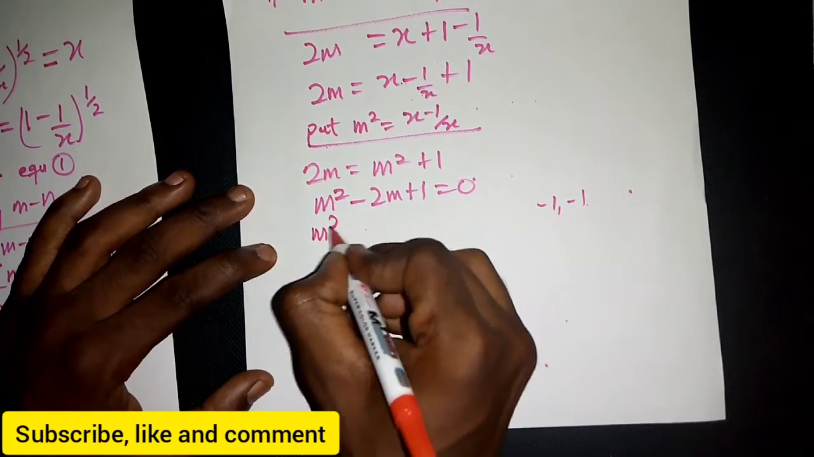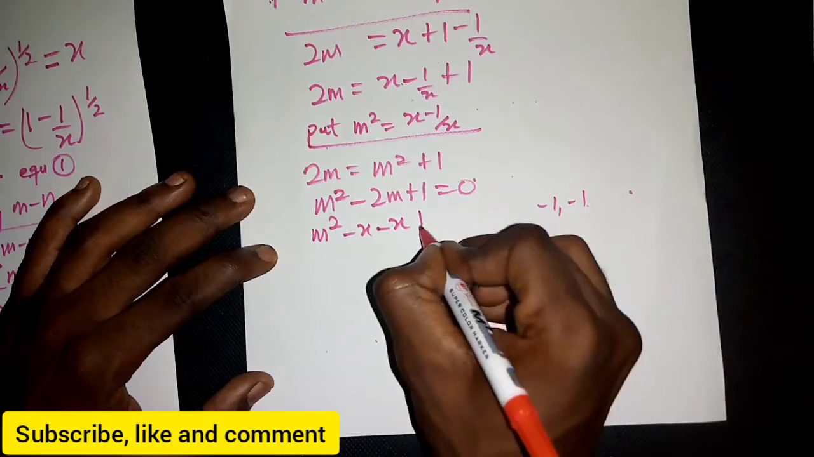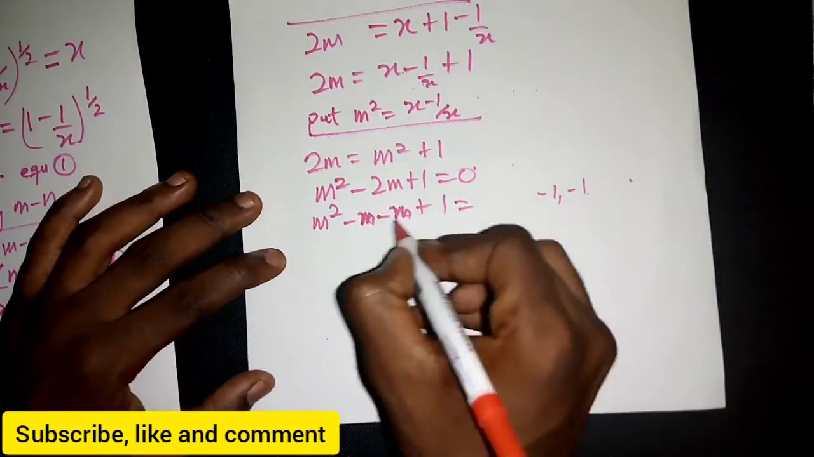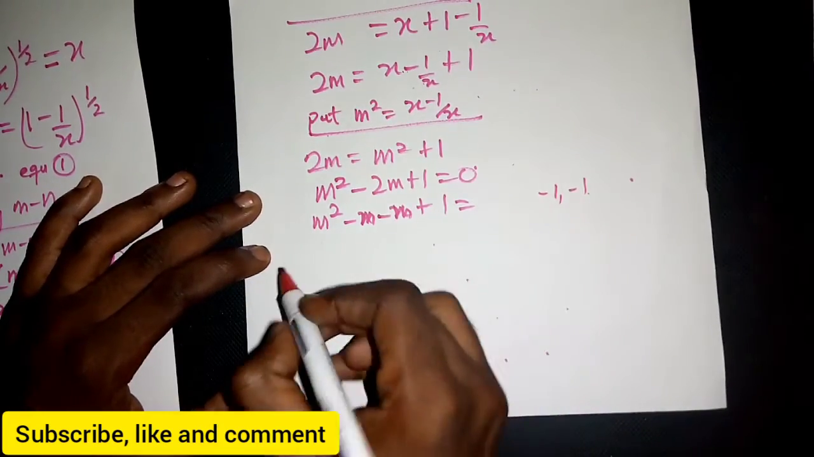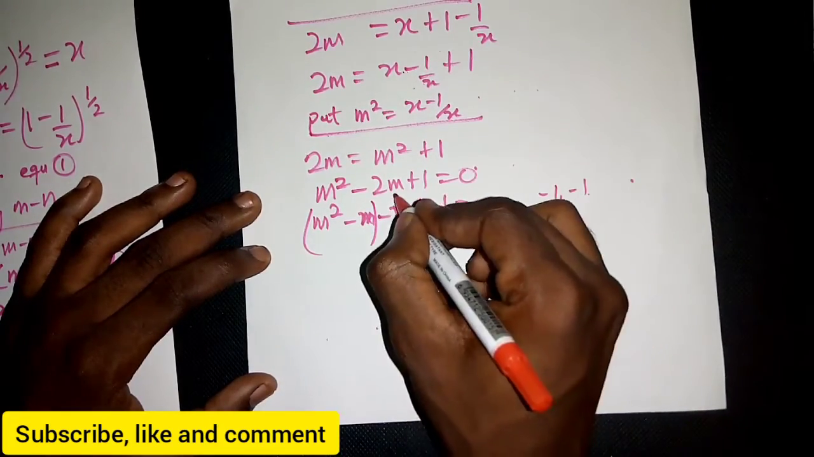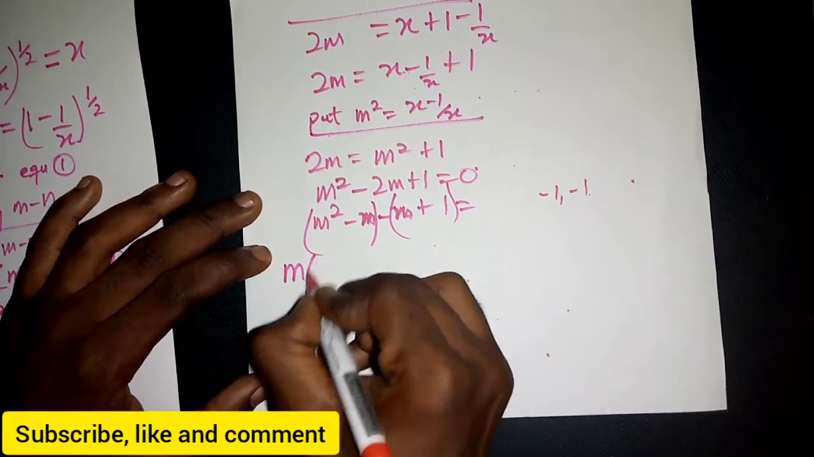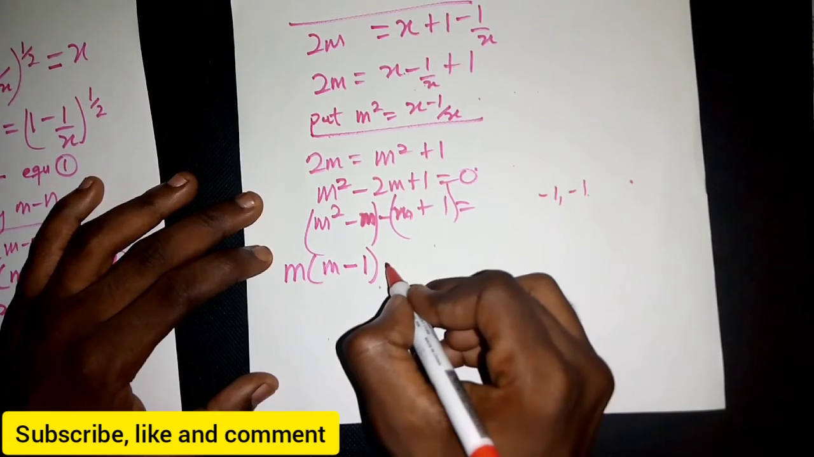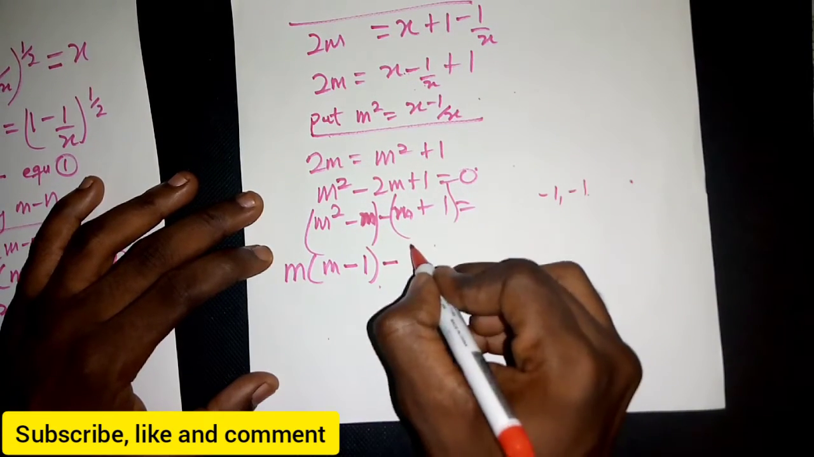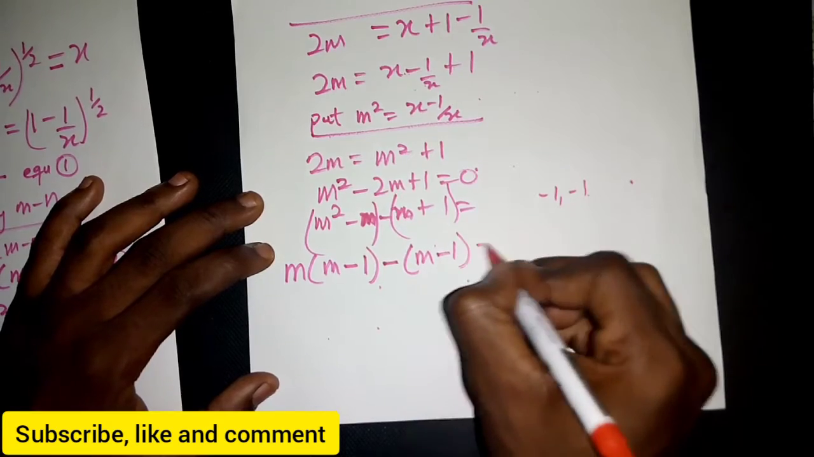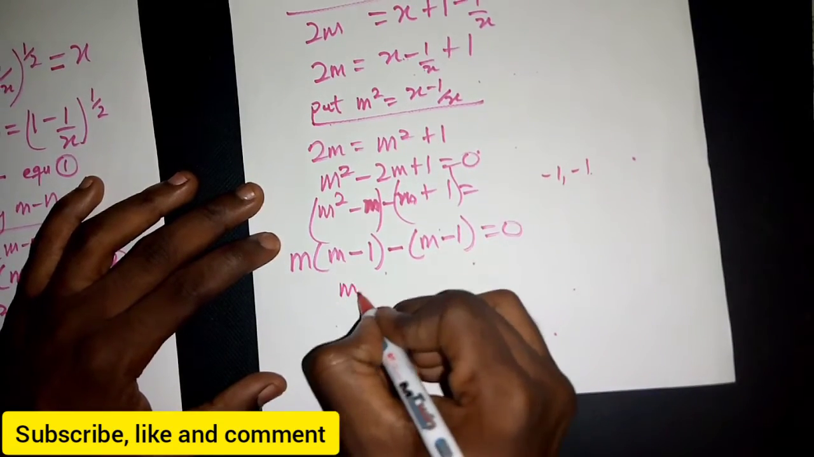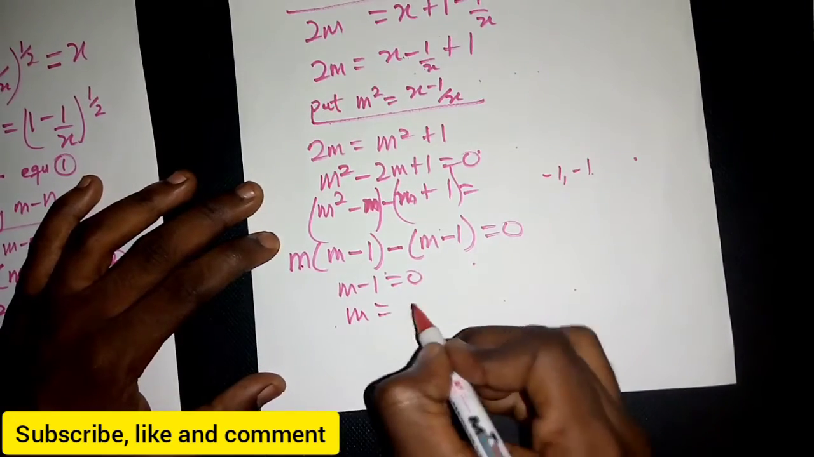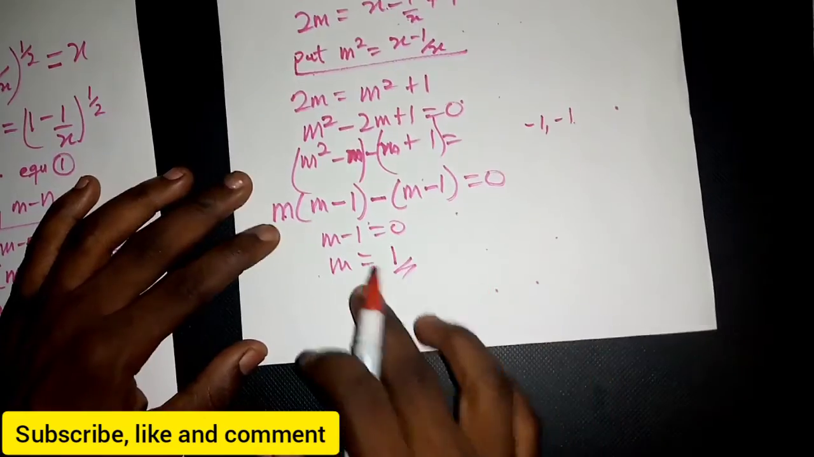So we have m squared minus 2m plus 1 equal to, sorry, it is m. So from here we have that and also that. So we have m minus 1, and we have another m minus 1 equal to 0. So from here we have m minus 1 equal to 0, and we also have another m minus 1. So basically m equal to 1. We have the value of m equal to 1.